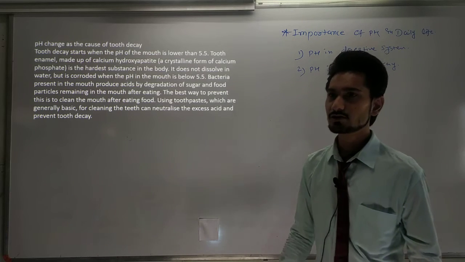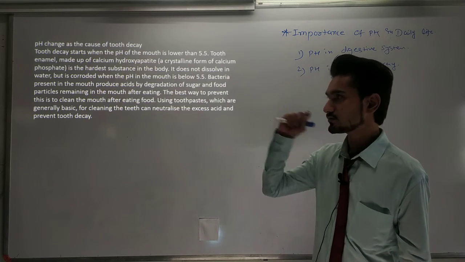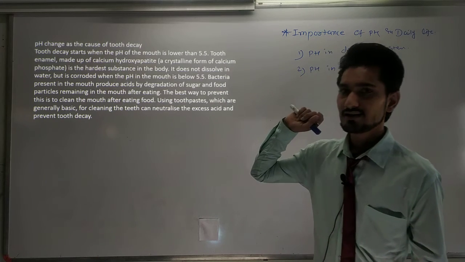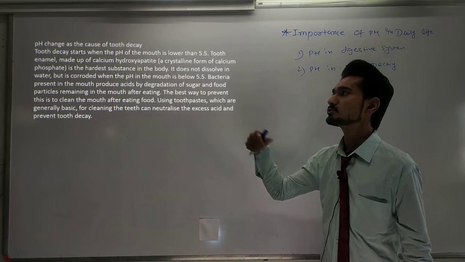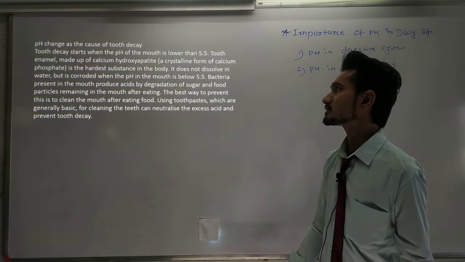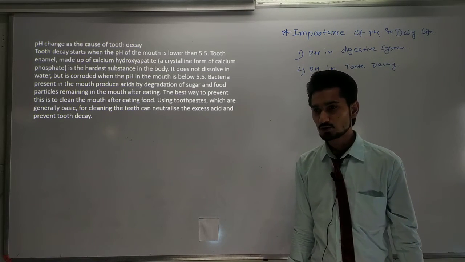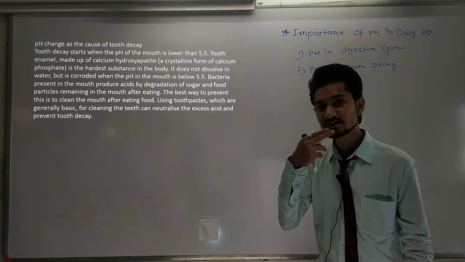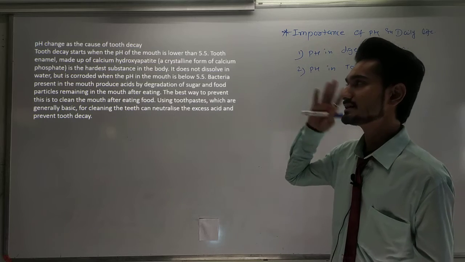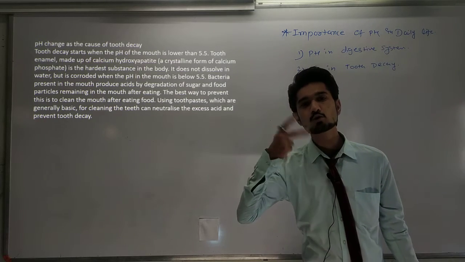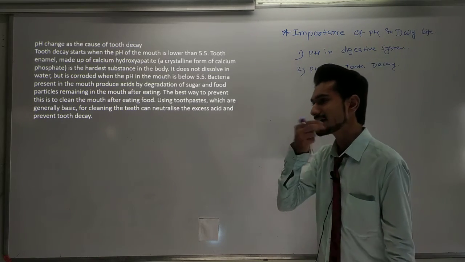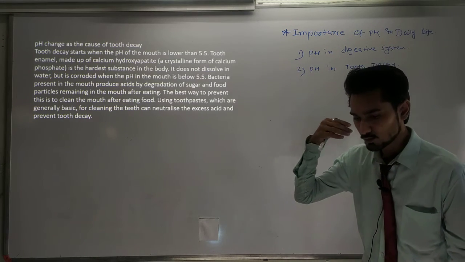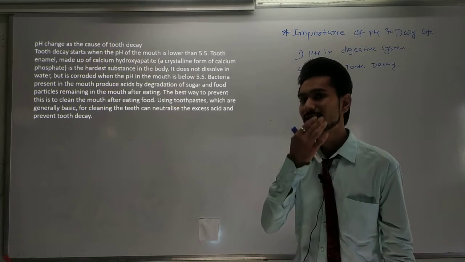Now suppose we don't understand what pH is, then we cannot understand the representation of tooth decay in pH. Tooth decay starts when the pH of the mouth is lower than 5.5. So if my mouth's pH value becomes lower than 5.5, then what happens? Some kind of corrosion will happen in my teeth, and this enamel corrosion generally causes tooth decay in my mouth.